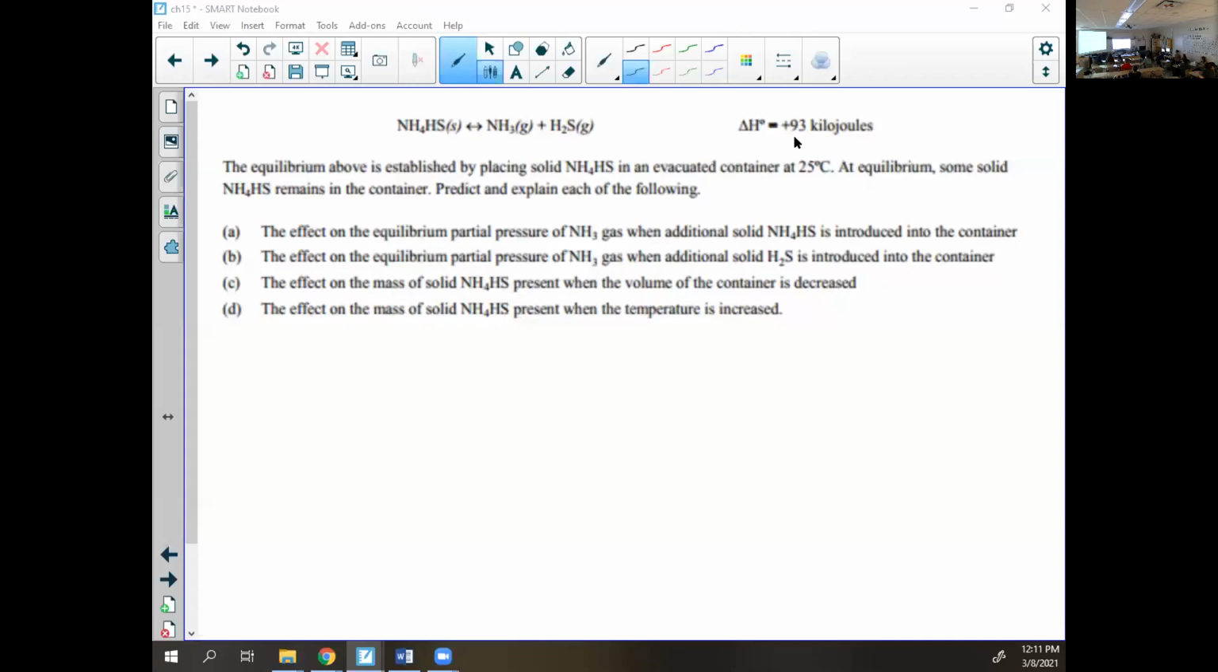Okay, will you try this practice problem real quick? It's a Le Chatelier's principle question. See if you can answer these 4 questions. Ready, set, go.